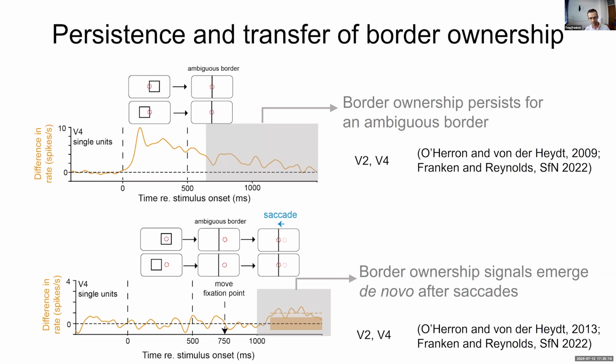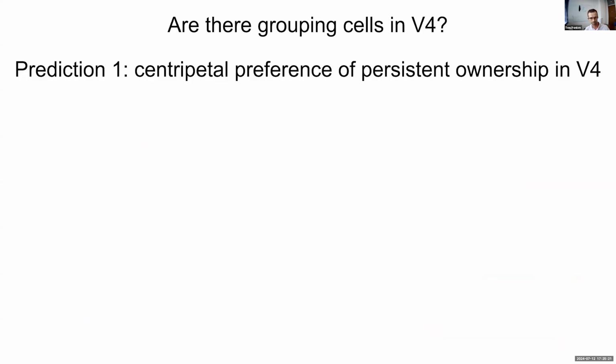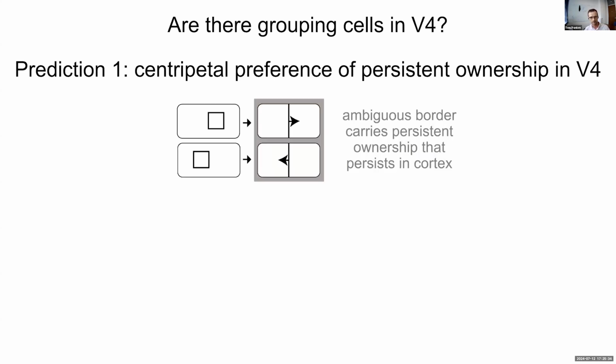So this was known for border ownership neurons, and we use this property because it results in certain predictions for the properties of grouping cells. Prediction one is that grouping cells in this ambiguous phase of the trial need to show a centripetal preference for ownership. What do I mean with that? Well, if you think about this sequence again, square, ambiguous border, it's as if the side of ownership remains attached to that ambiguous border for a while. So for border ownership neurons in that ambiguous phase, the border ownership signal persists.